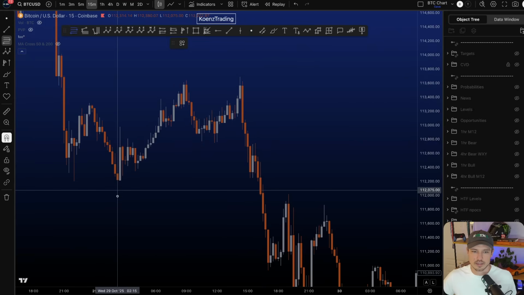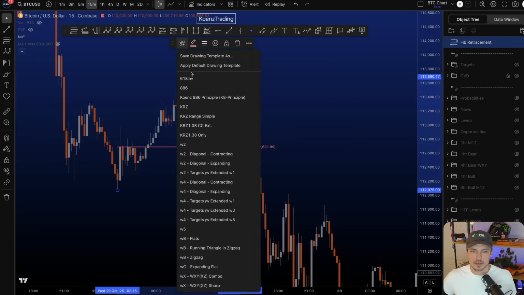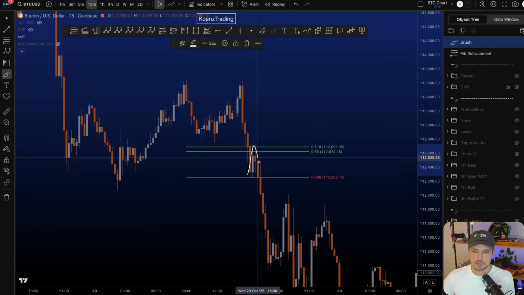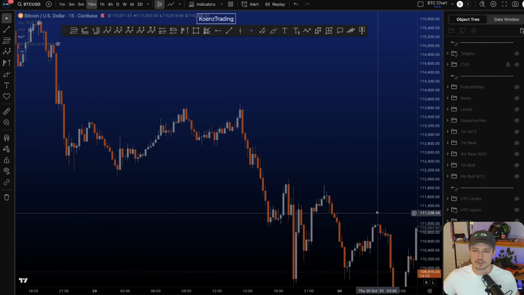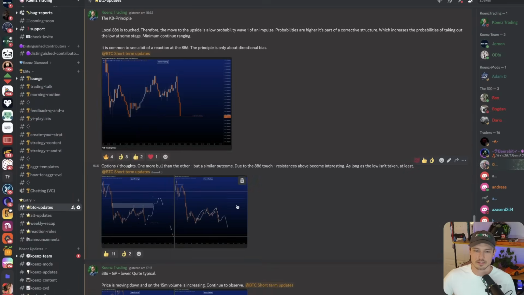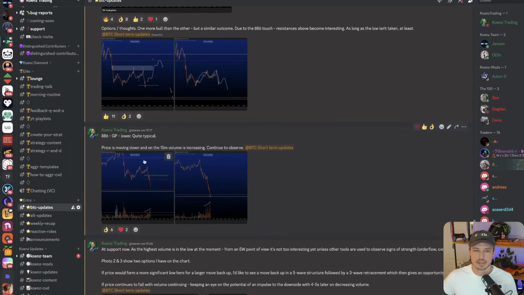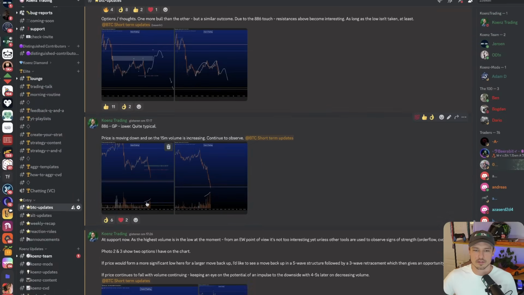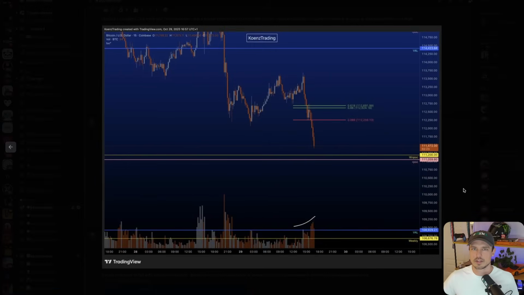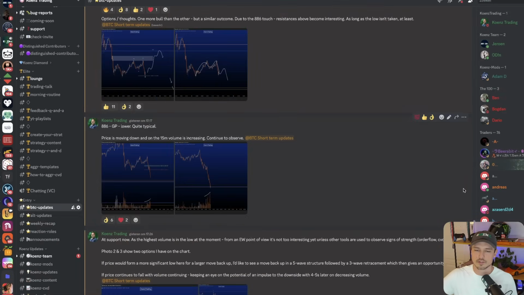Price touched the 886 and it moved to the golden pocket, and then eventually it reversed. Okay, that's nice. But then if you remember correctly, we had support here at 111 in the update yesterday. So price eventually moves to the downside and volume is increasing as price is moving to the downside. And that's important from an Elliott wave point of view.